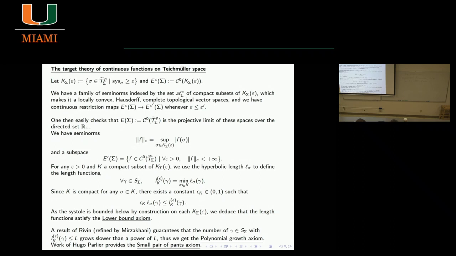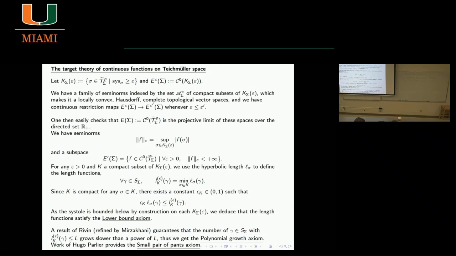Okay, and now I define these length functions. And actually, we do it in terms of the minimum of the length over the compact subset. So here you see if I have an epsilon and I have a compact subset inside that epsilon K, then I define my semi-norm, now indexed by those two things, as the minimum of the lengths of the curve with respect to points in that compact subset.